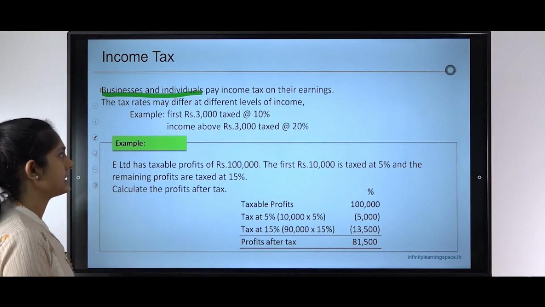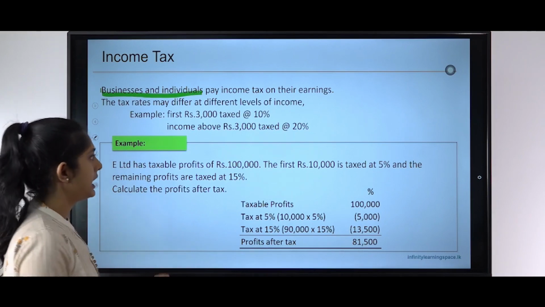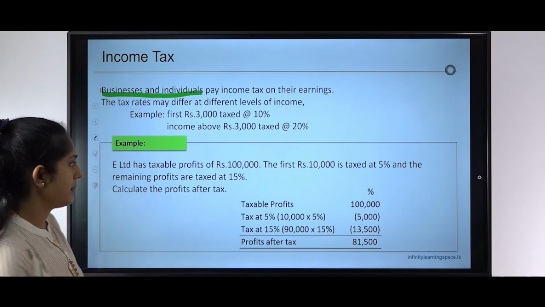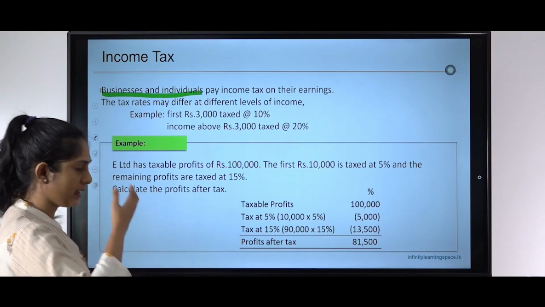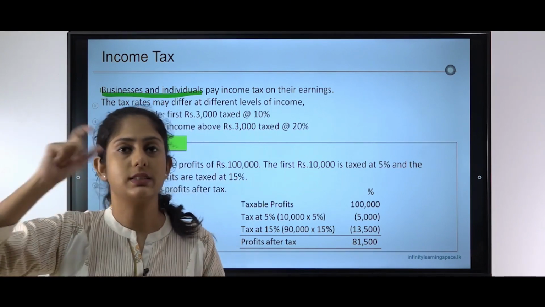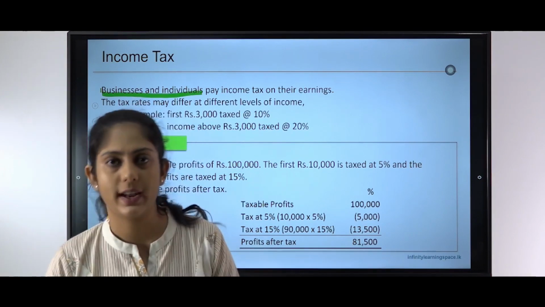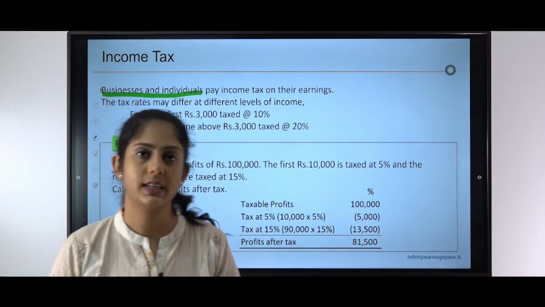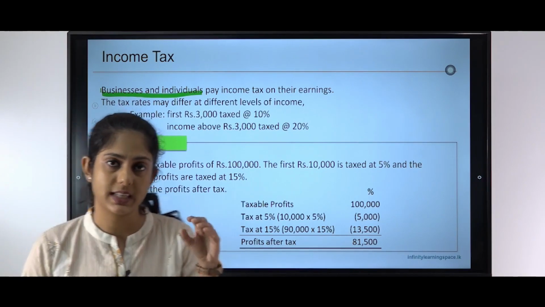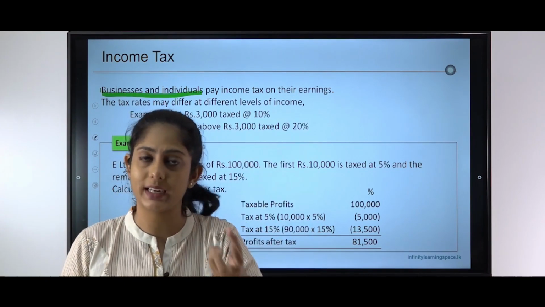So something like this, first 3,000 is taxed at 10%. Income above 3,000 is taxed at 20%. Imagine like that, they will put in different levels going upwards. So above 100,000 at one rate, above 200,000 at another rate, because low income earners should be charged at a lower rate. Higher income earners have to be charged at a higher tax rate.